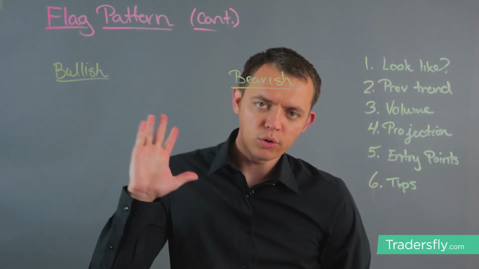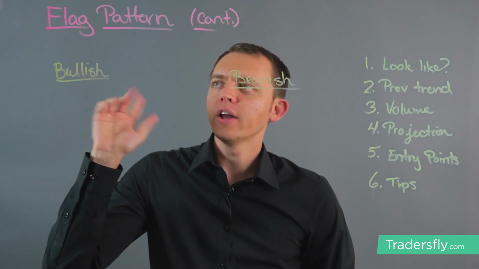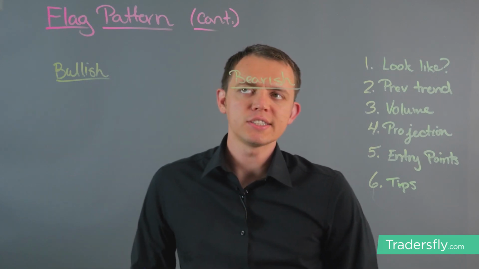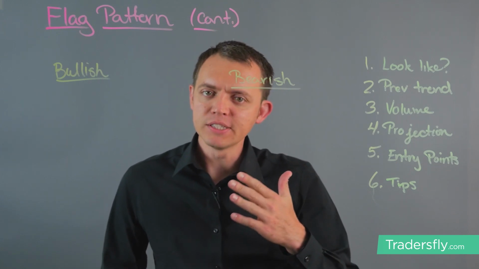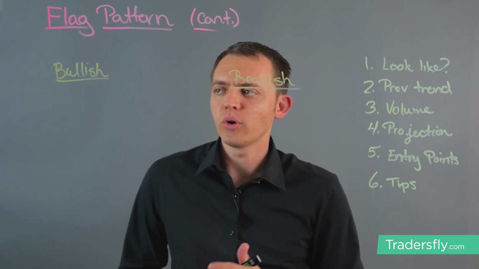In today's episode, we're going to go back to the basics of looking at technical analysis on a flag pattern. So let's take a look at the bullish and the bearish case scenario. This pattern is a continuation pattern, which means you're continuing into the direction that you left from or came from.